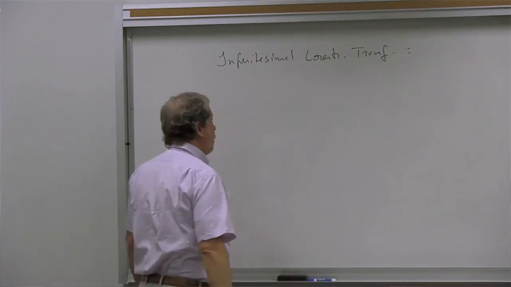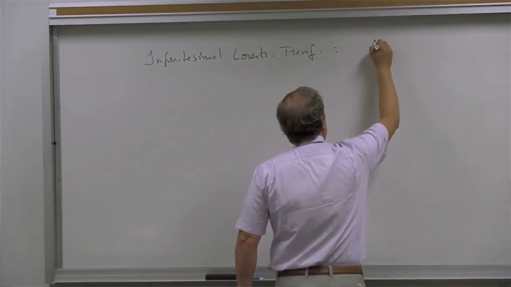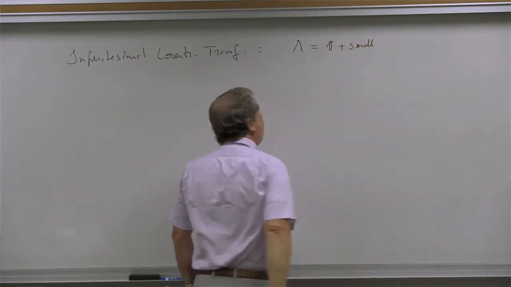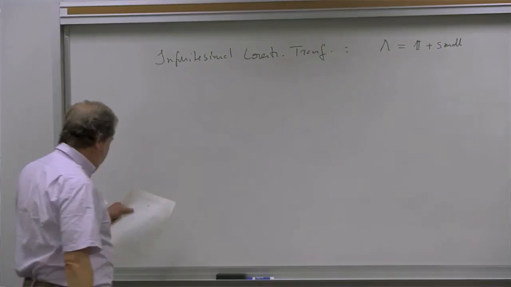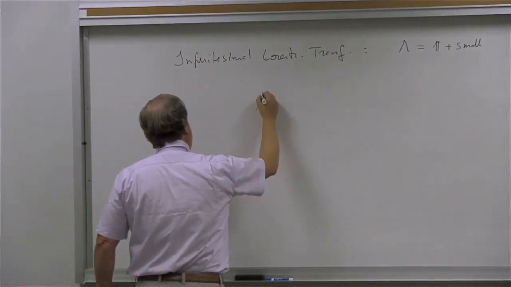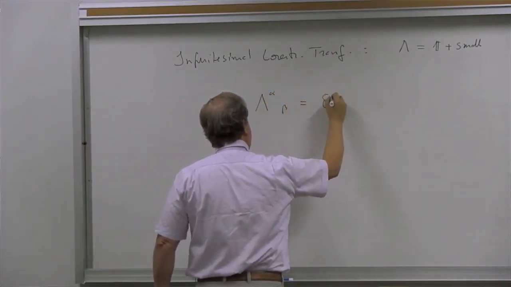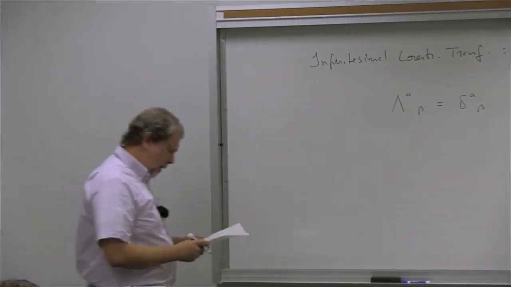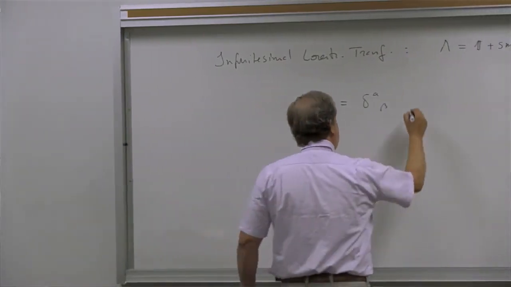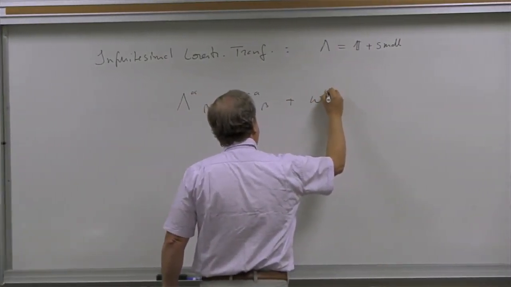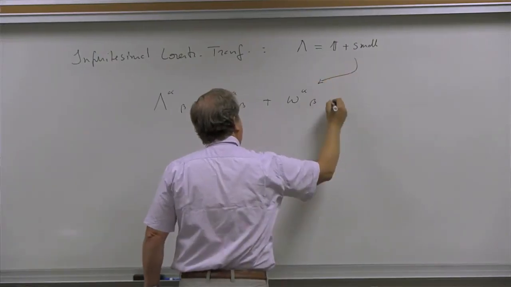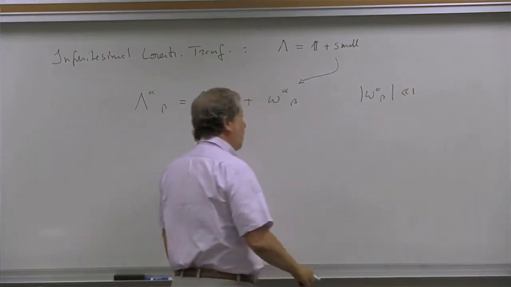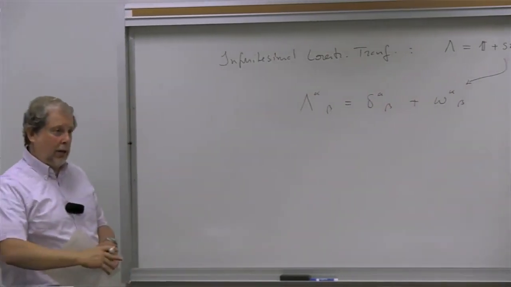Infinitesimal Lorentz transformation. So that means that this matrix lambda is the identity plus something that is small. We're going to write it as lambda^α_β equal to the identity, which of course is the Kronecker symbol, the delta^α_β, plus a small part, which we denote by omega^α_β. So omega^α_β in magnitude is much less than 1. It's a small parameter. So this is an infinitesimal Lorentz transformation.